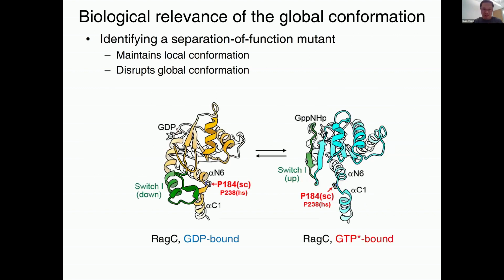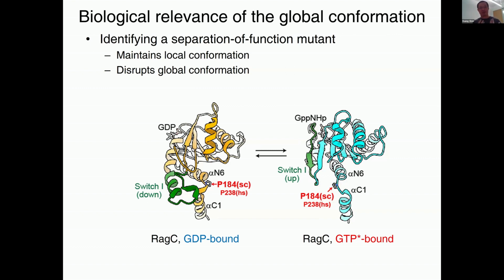From the structural studies, this proline residue seems to be very important because in the case of GDP-bound Rag-C, for example, this proline residue is flipping to the right-hand side and is directing the nucleotide binding domain of Rag-C towards the left-hand side. However, in the GTP-bound configuration, this proline is flipping to the left-hand side and it directs the NBD of Rag-C backwards. So it probably mimics how the Rag GTPase changes its global conformation.